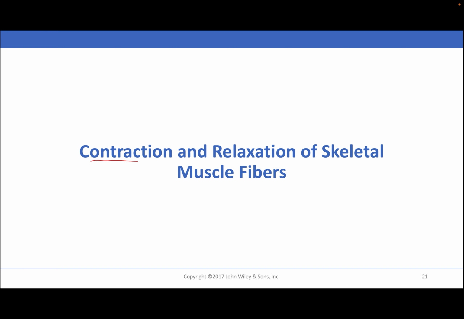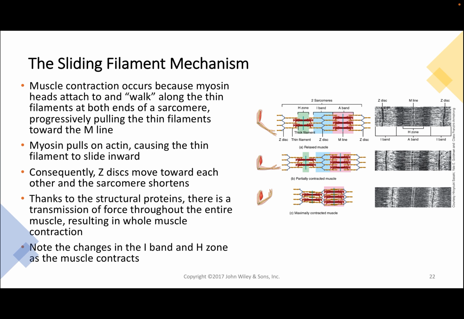So looking at the contraction and relaxation process that we see for our skeletal muscle fibers. This is going to rely on something called a sliding filament mechanism. This is where muscle contraction is going to occur, because our myosin heads are going to attach to and walk along the thin filaments at both ends of our sarcomere, progressively pulling those thin filaments towards the M line. This is going to cause the shortening that we see of our muscle.